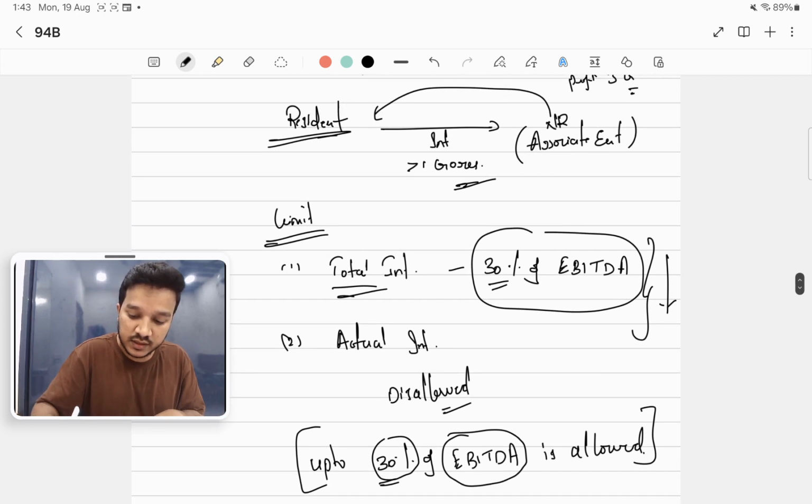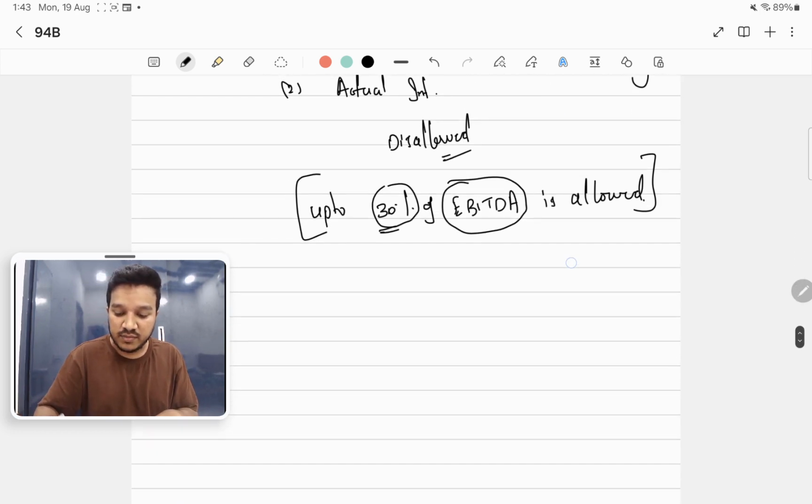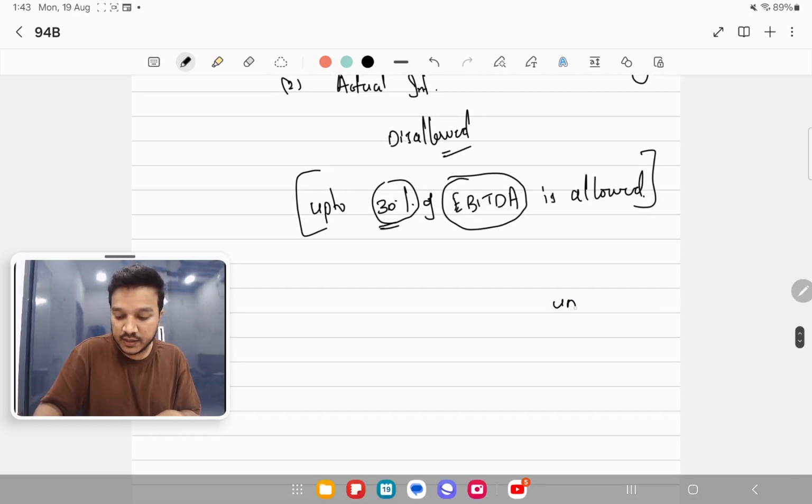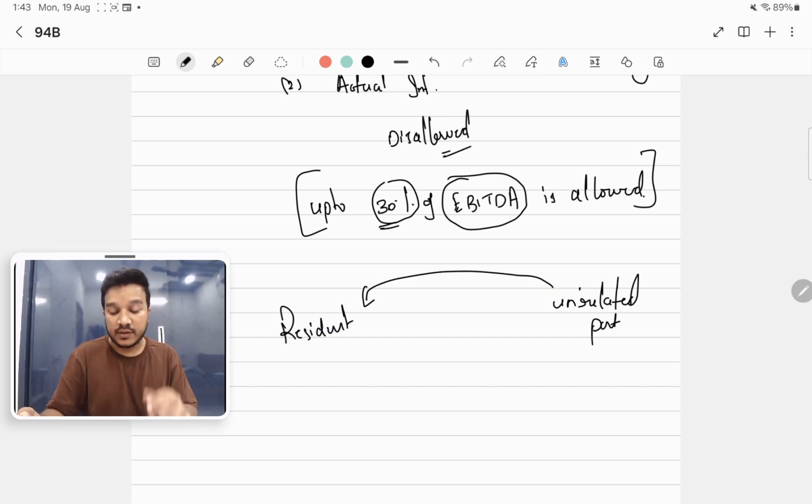Okay, here there is another point. So here they have borrowed from an associate enterprise. What if they have borrowed from an unrelated party? Okay, if a resident is borrowing an amount from an unrelated party, is this section applicable? No, it is not applicable.